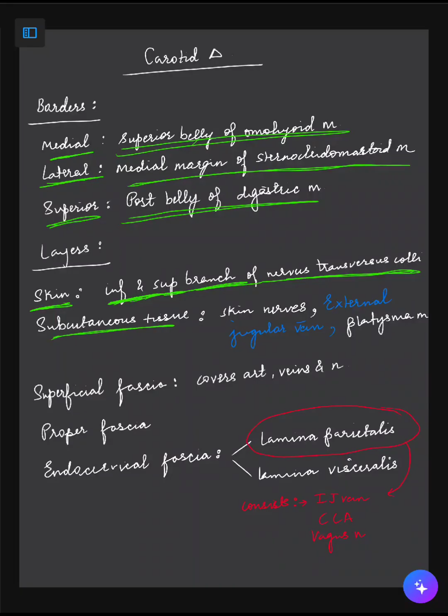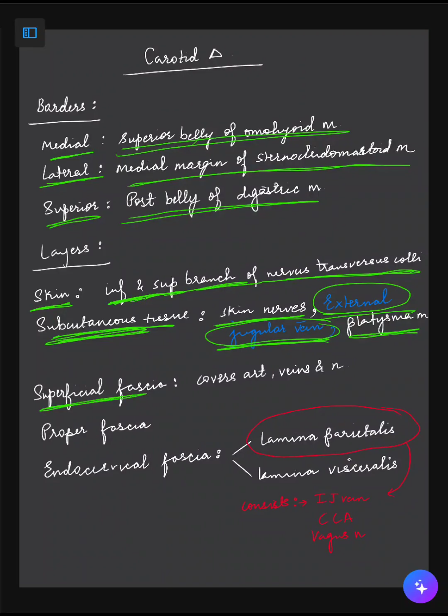Now the subcutaneous tissue contains the skin nerve, the external jugular vein and the platysma muscle. In the carotid triangle, in the subcutaneous tissue, the external jugular vein is present. Remember all these terms.